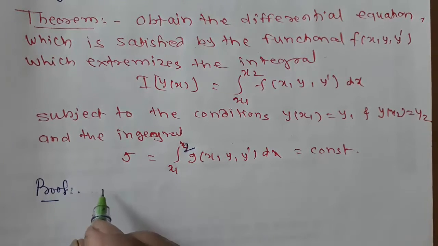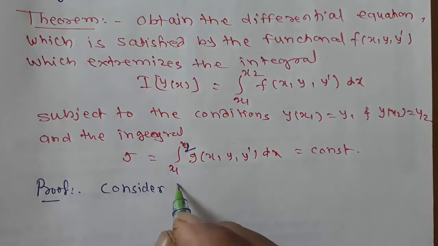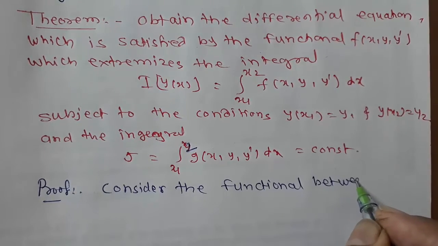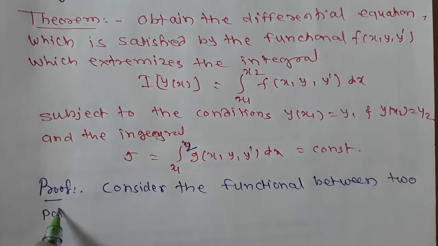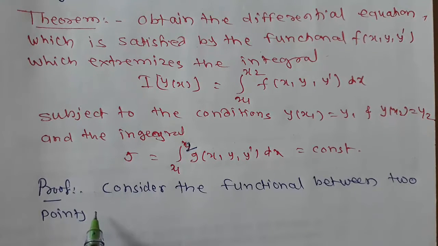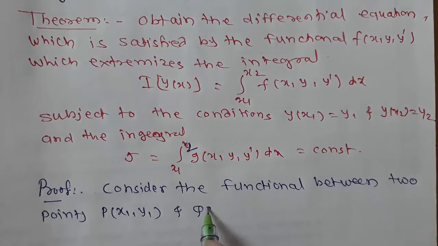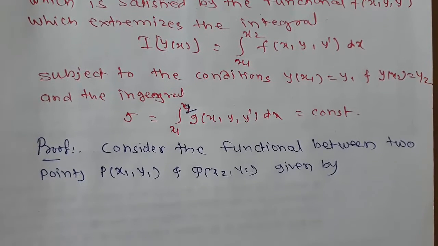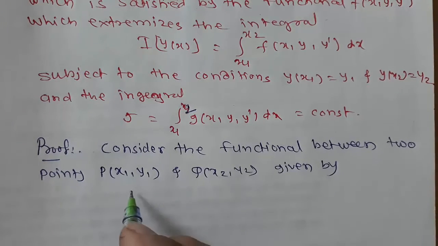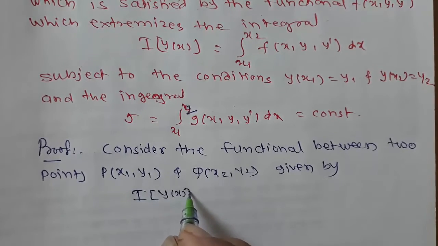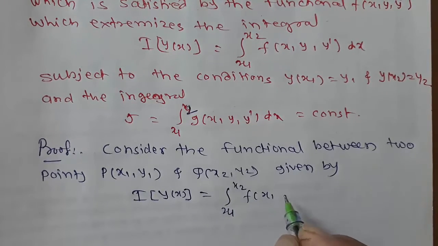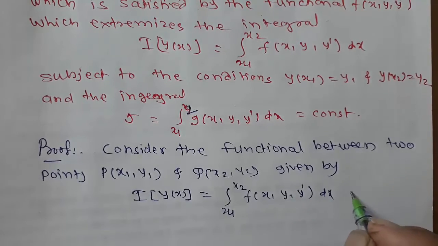Consider the functional between 2 points P(x1, y1) and Q(x2, y2) given by the integral I[y(x)] equal to integration from x1 to x2 of f of x, y, y dash dx. Suppose this is equation 1.